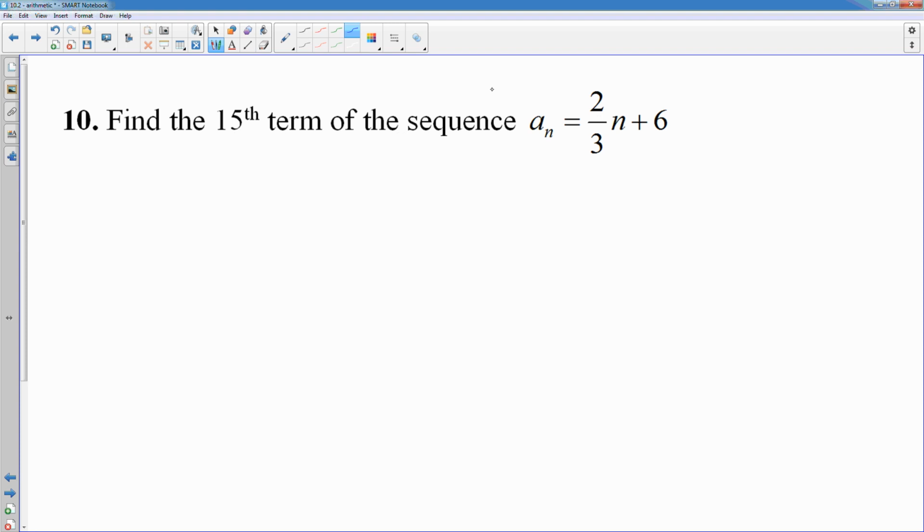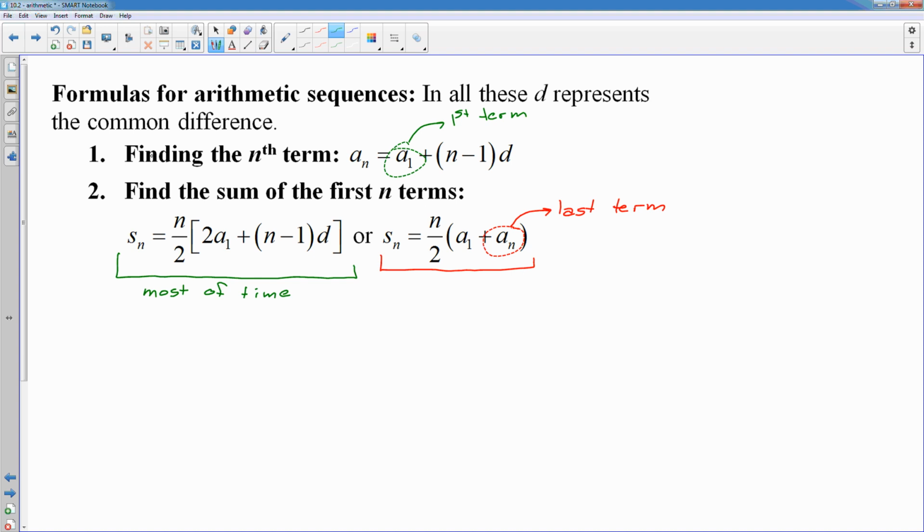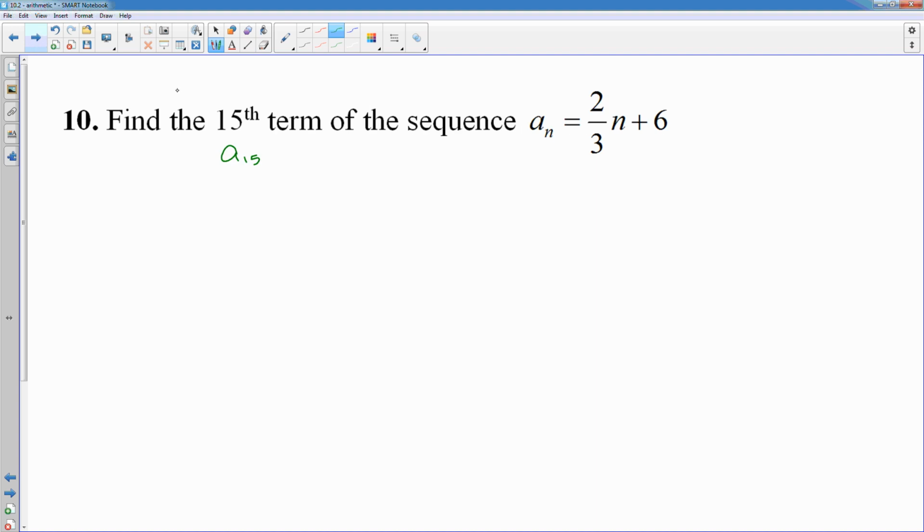Find the 15th term of this sequence. Now I am asking you for the 15th term, which is a sub 15, but don't go crazy launching into this formula right here, finding the nth term. And the reason you don't have to launch into this crazy formula is because this formula right here lets you jump straight to whatever term you want. So if I want the 15th term, I will simply plug in 15 for n. So 2/3 times 15 plus 6.